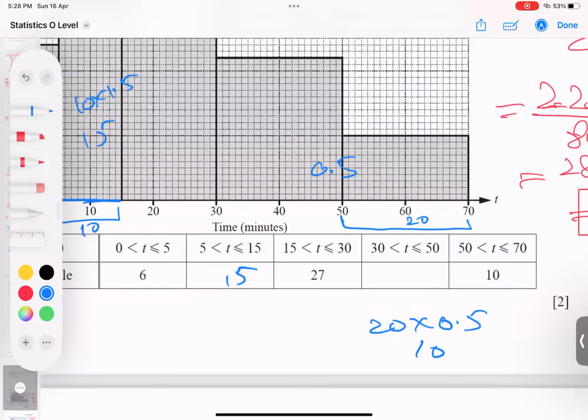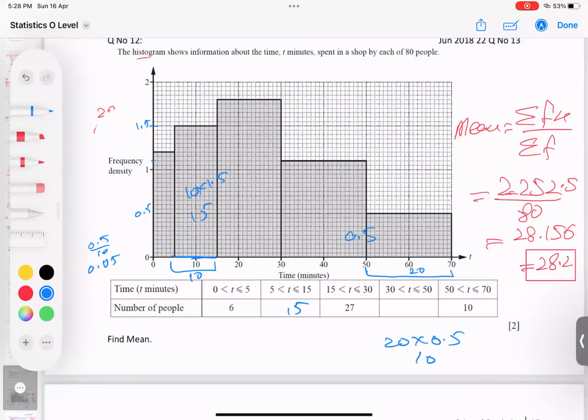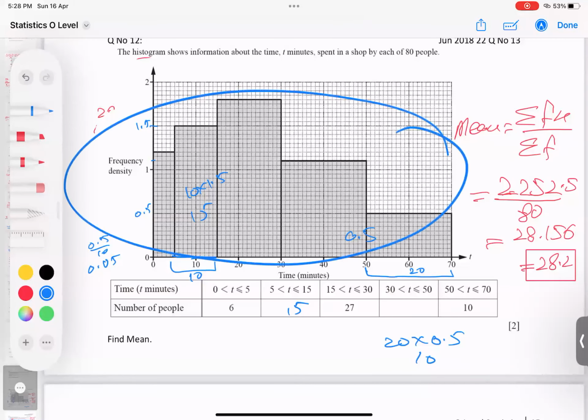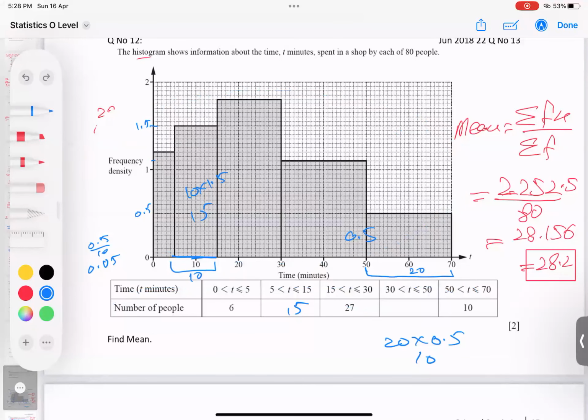There are two kinds of questions. Number 1: frequency is given, draw the histogram. Repeat: frequency is given, draw the histogram. Number 2: the diagram is given, find the frequencies. So there are two kinds of reverse questions. I hope the point is very clear.